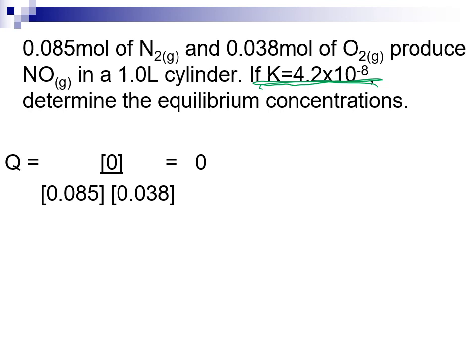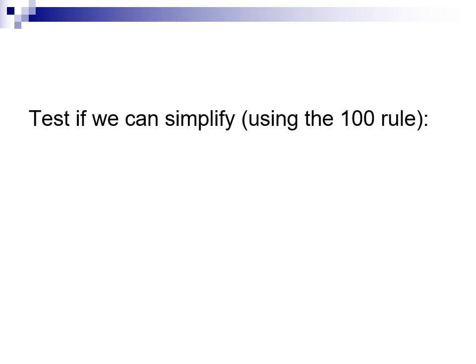Again, let's quickly check. There's no product, so Q is 0. Now K is small, but it's not less than 0, so there's still going to be a shift to the right, even though it's not a whole lot. Check the 100 rule with this one. Anytime you have a small K, we can check the 100 rule and see what it works out to be.